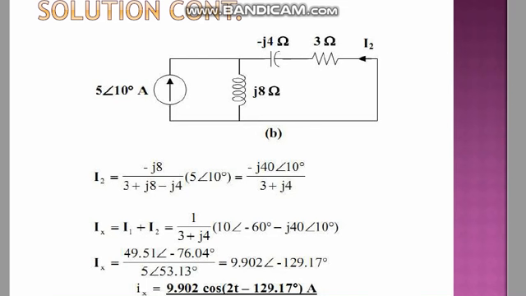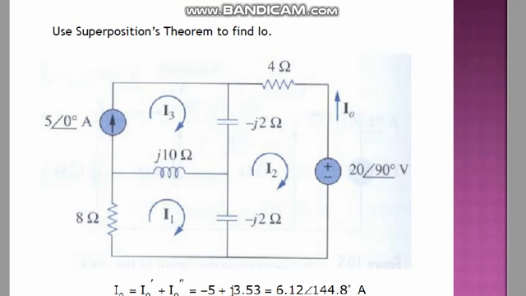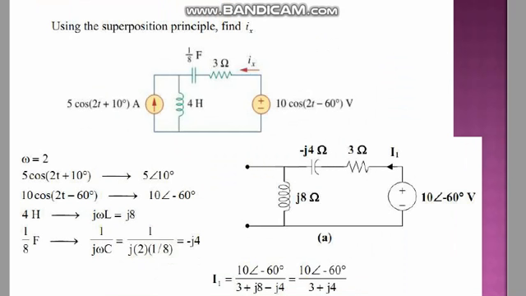If there is a current source, make it an open circuit. If there is a voltage source, make it a short circuit. That means first inactivate this and activate that, then inactivate that and activate this, and find the resultant current from the network and add these two currents.